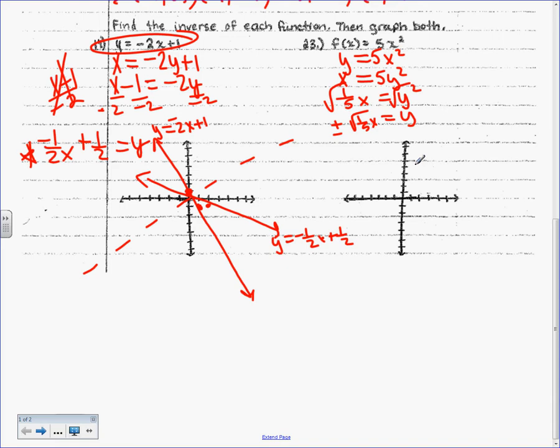Remember, that's a rule. Whenever you take the square root of both sides of an equal sign, you have to do plus or minus. So the inverse of this function, f to the negative 1 of x, is plus or minus square root 1/5 x. Okay, I ran out of room. I just changed the y to f to the negative 1 of x. Is that okay? All right.